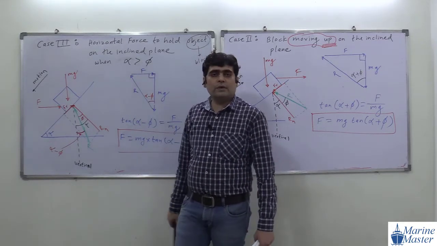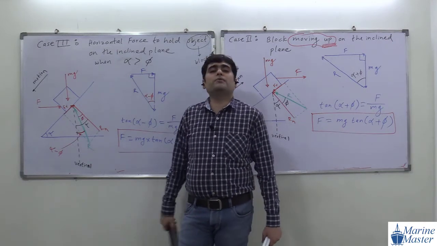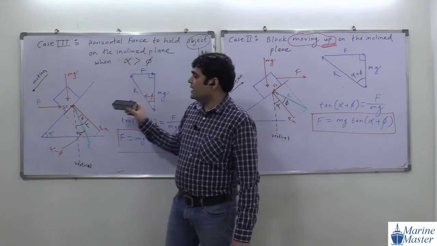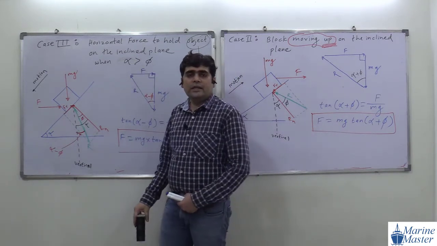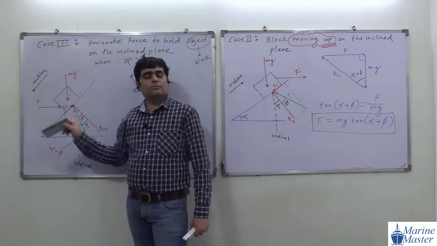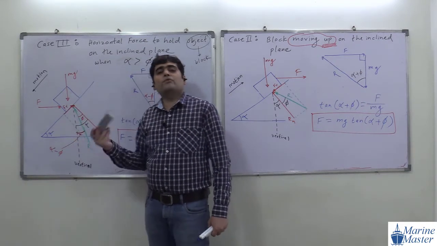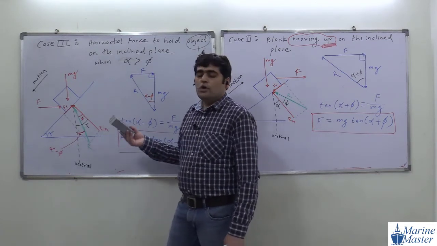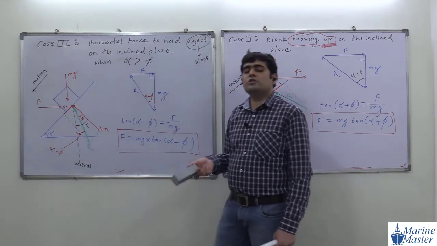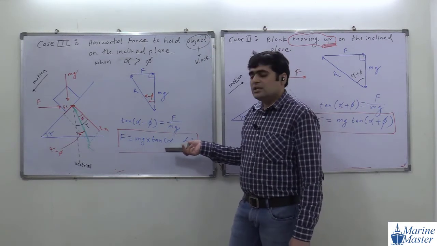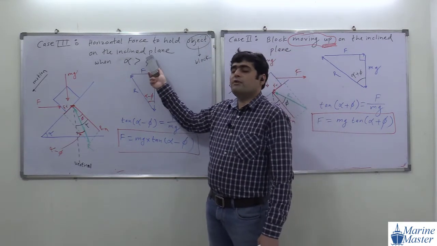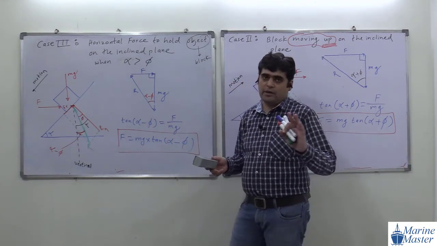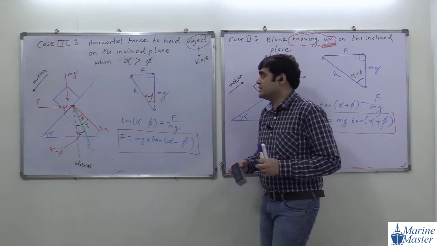In such a scenario, when alpha is greater than phi, what will happen? The object will try to go down due to its own weight. But what we have to do is hold the object. If you want to hold the object, how much horizontal force is required? To hold the object when alpha is greater than phi, it is mg tan(alpha minus phi). Okay, guys, are you getting my point? Try to see the scenario.